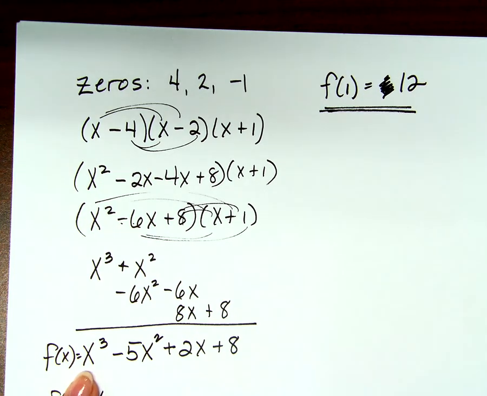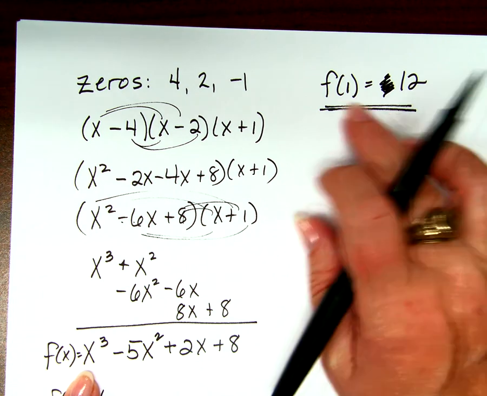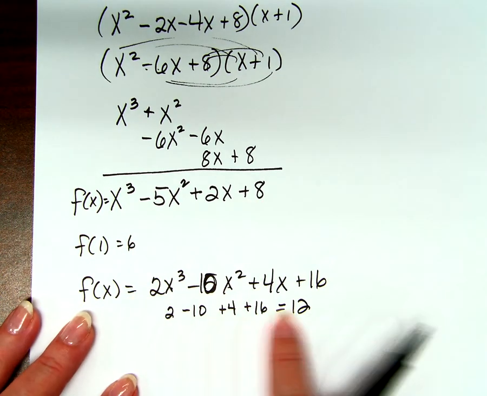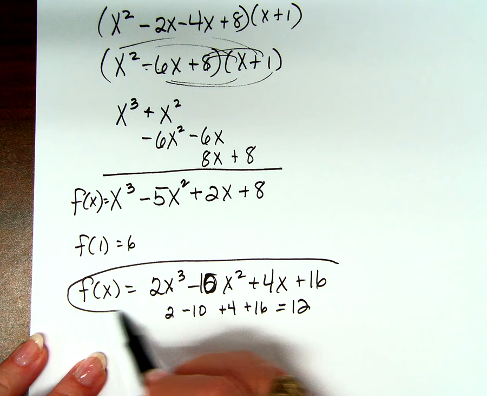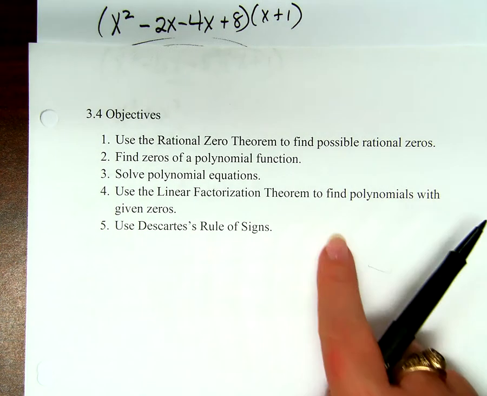F of 2 is 17, or something like that. It's going to tell you a function value. So you have to figure out from the initial function, what do you have to do to make the actual function that they actually want? That's the linear factorization theorem.